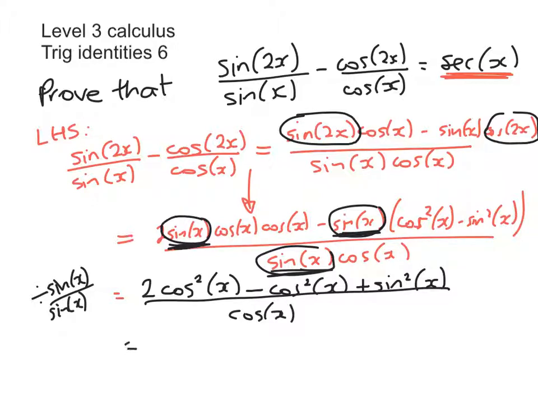Now that simplifies to give me 2 cos squared of x minus cos squared of x, which is just cos squared of x plus sine squared of x divided by cos of x. I'm going to use a new slide to finish this off. So cos squared of x plus sine squared of x is 1, and the denominator has got cos of x, so that equals sec of x as required.